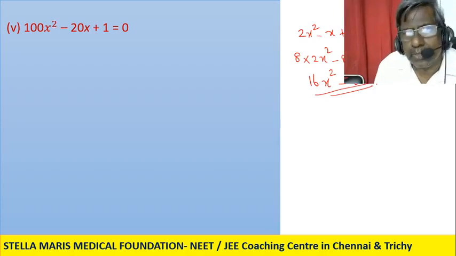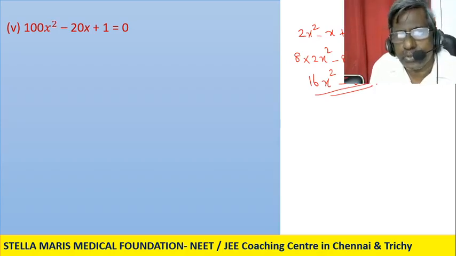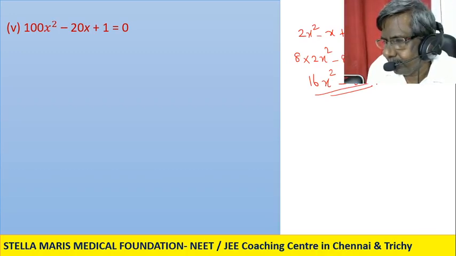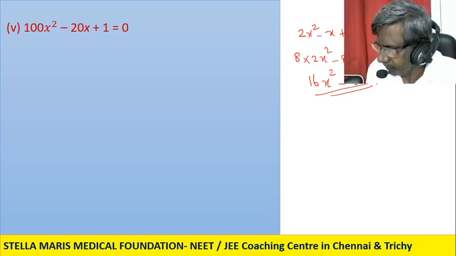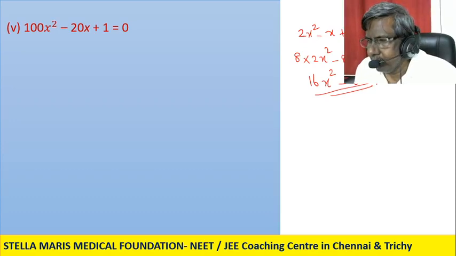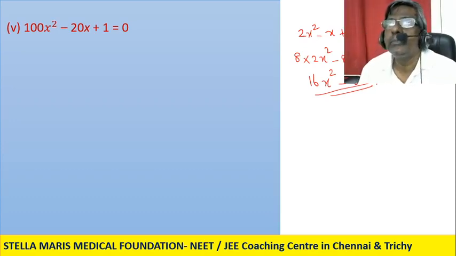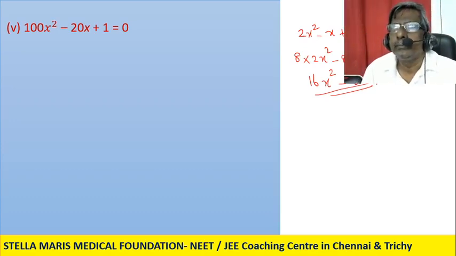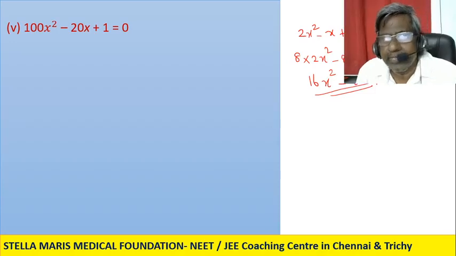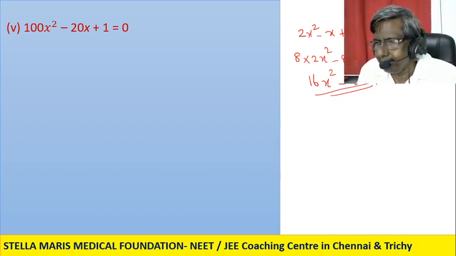Okay, now solve this next problem. 100x square minus 20x plus 1. Good, Abhishek is good. 100x square minus 20x plus 1. Snegit has 1 by 10. Good.